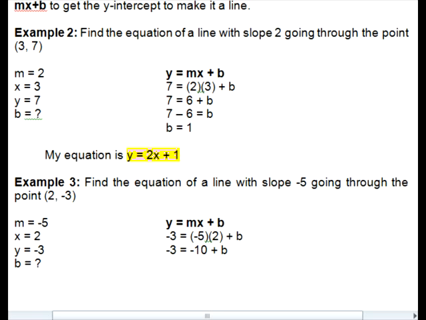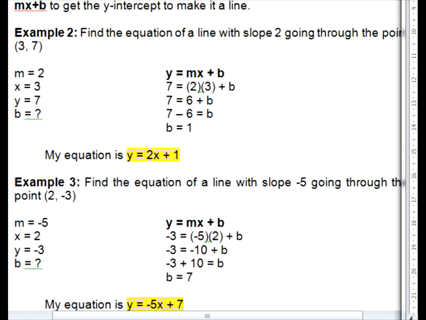Hannah, what's the next step to solving for b? Okay, if you go to the -10, so we're going to add 10. Very good. All right, so b should equal 7. Okay, Luke, what's your equation? Good, y equals -5x plus 7. Wonderful. Okay, great.